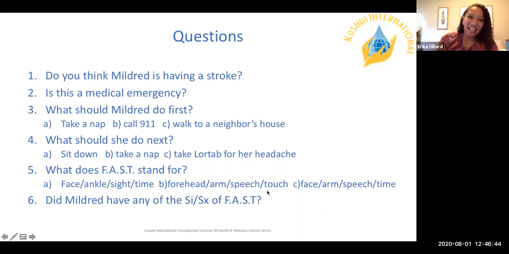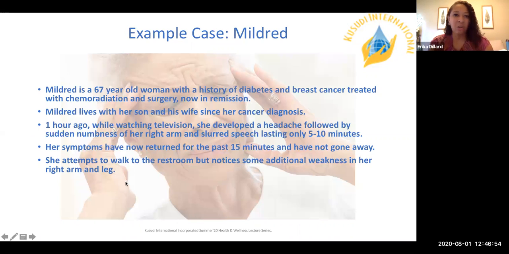Great. So yes, Mildred has a number of risk factors, as we talked about here in the slide before. She's a 67-year-old woman, so she's in the age group that's going to be higher risk for developing a stroke. She's a woman in a higher age group. And from the picture, we can assume she's probably a person of color, which she is. So she has more risk factors. She also has had breast cancer in the past with chemoradiation. We didn't discuss this, but these are also risk factors for stroke.